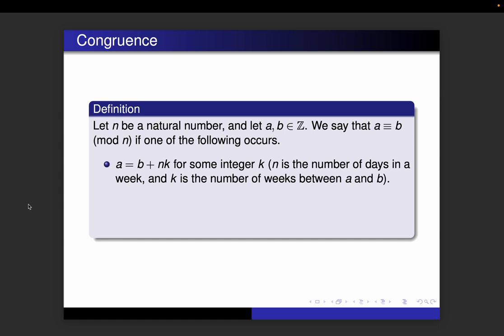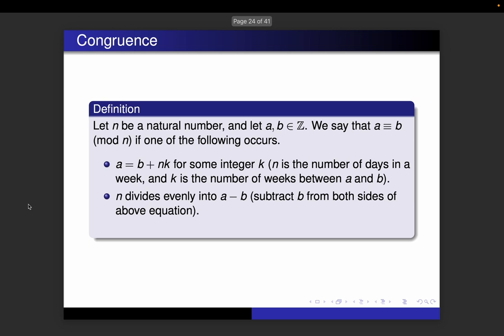Now, if we take that equation and subtract b from both sides, we can say that n divides evenly into a minus b is another way of understanding congruence. So again, we take that equation, subtract b from both sides of the equation, and you can see that that is exactly what it means for n to divide evenly into a minus b. And you can also mess around with that equation to show that n divides evenly into b minus a is a similar understanding of what congruence means. So, three different ways of understanding the exact same definition.